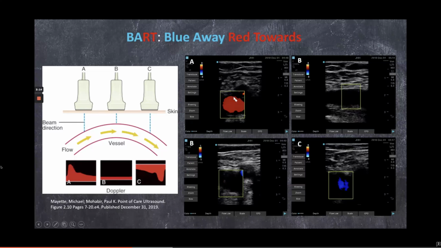So here, this is red as shown by blood moving toward the probe as seen in the diagram A. Here in B, as you can see, the signal is getting less and less as I tilt the probe. And in C here, now you see the color change from red to blue as I tilt the probe the opposite direction, indicating the blood is moving away from the probe.